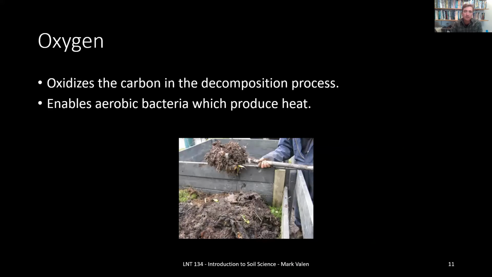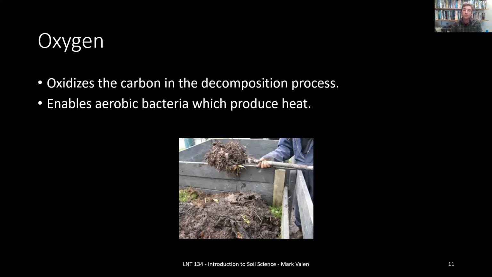And the primary way to get oxygen into a compost pile is to turn the pile. On a small scale, that's usually done by hand. On a large scale, that will be done with machines. But either way, you're making sure you incorporate oxygen into the compost pile.